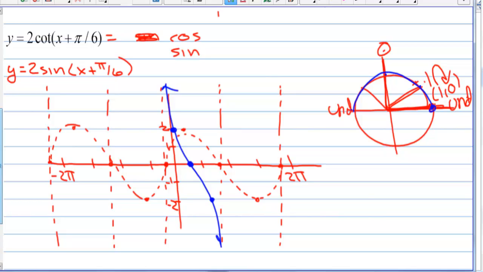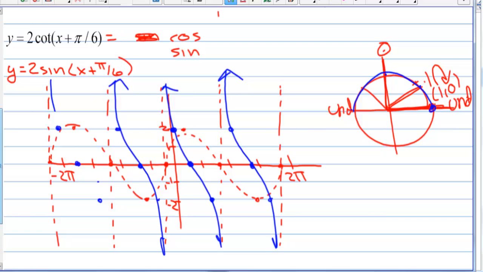And then now we have a 0 right here. 2, negative 2, cotangent. Right down the middle, right here, 0, 2, negative 2. Here's another one, and we got one more. 0, 2 right here, negative 2 right there. So this has been stretched vertically and moved left.